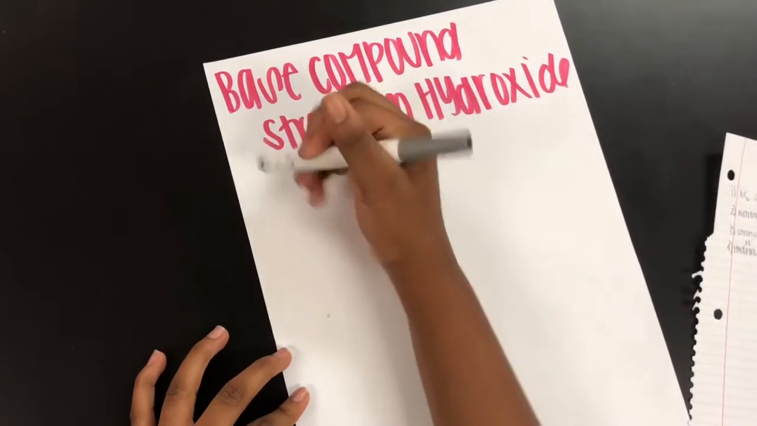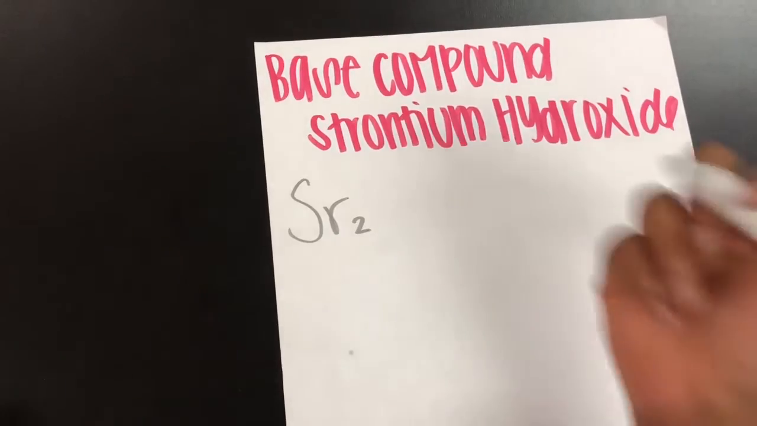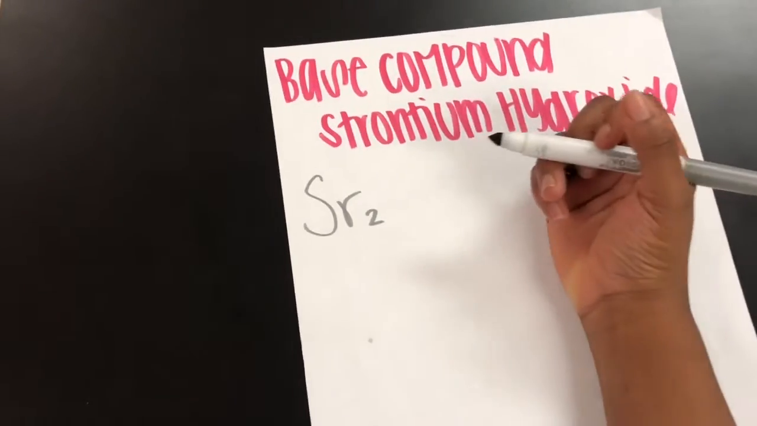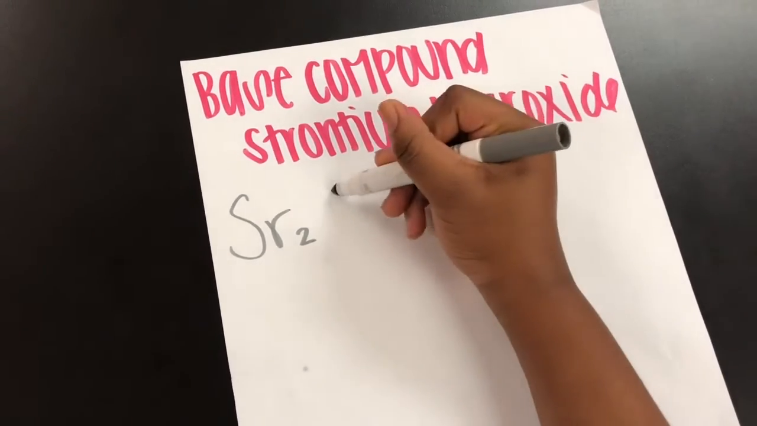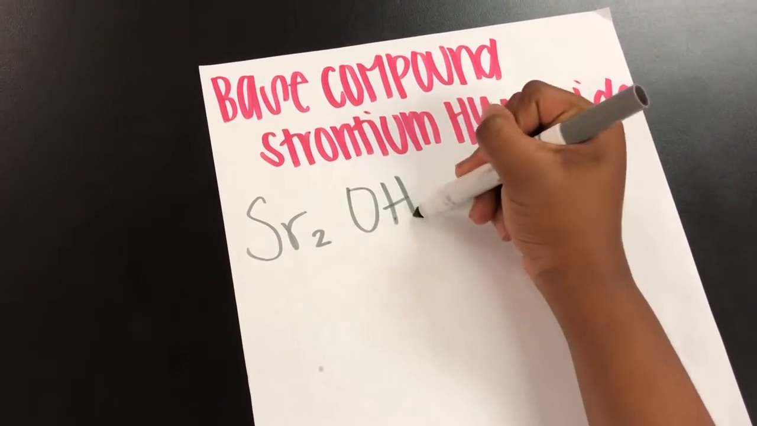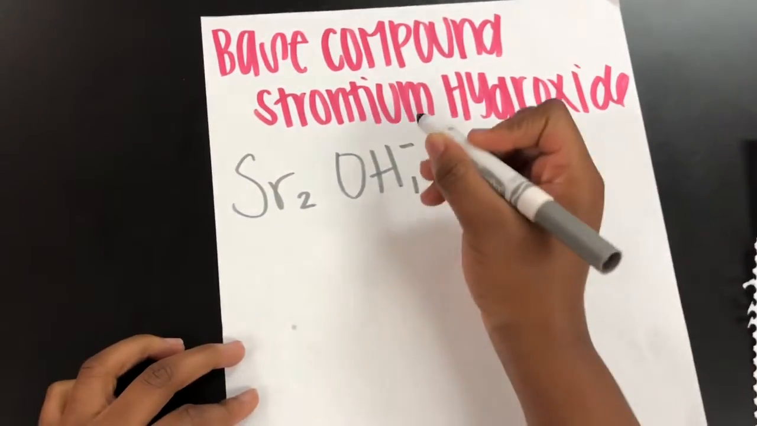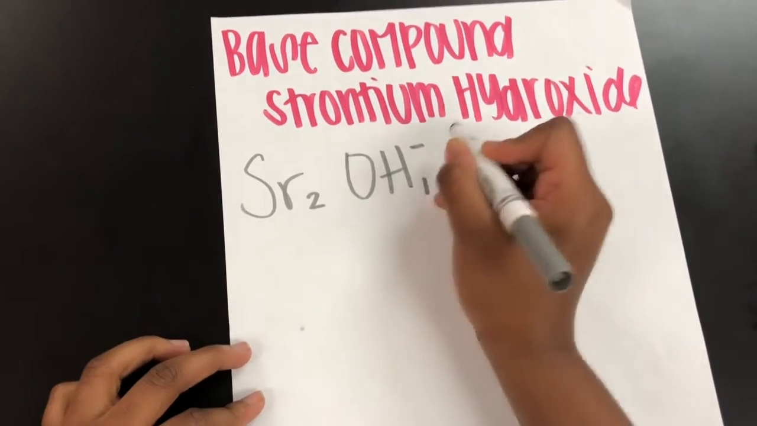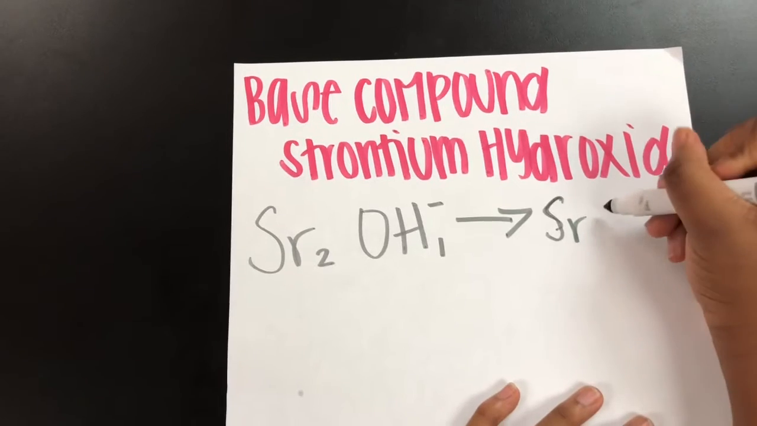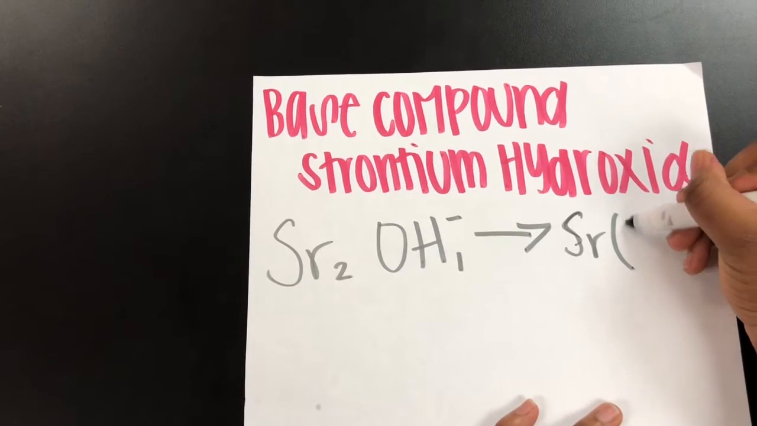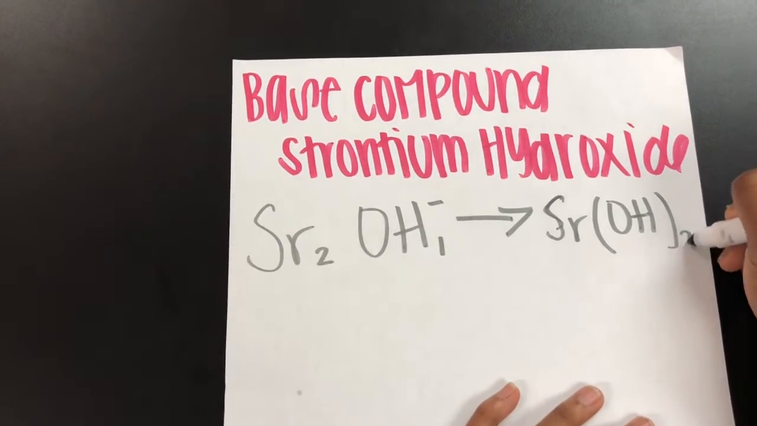So for strontium, you're going to write Sr2. And we write 2 because it has 2 valence electrons. The first element always has a positive charge. So for hydroxide, you're going to write OH1. And we put a negative because the second one always has a negative charge. And so now we're going to write Sr. And then we're going to put the parentheses around the OH. And then just like the other times, we're going to flip, and it's going to be 2.